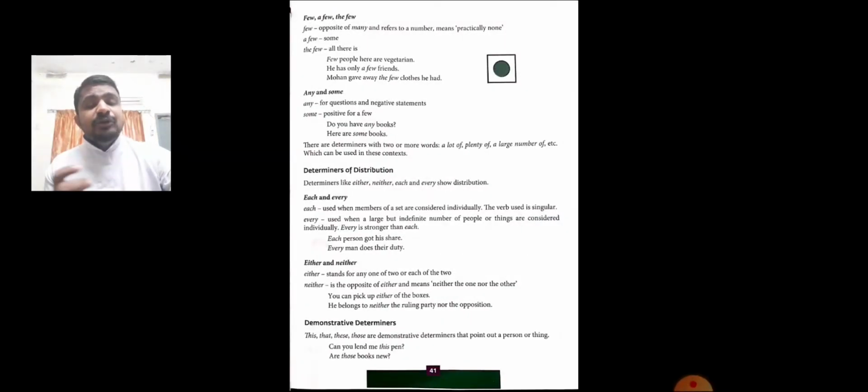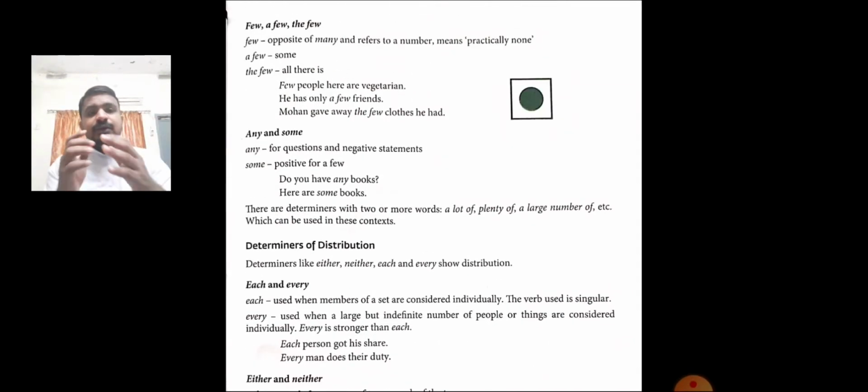In the same way we shall see few, a few, the few. Few means the opposite of many and refers to a number, practically none. It is the same as little. A few means some, the few means all there is. Few people here are vegetarians. That means only one or two are vegetarians. Now, he has only a few friends, some friends only he has got. Then Mohan gave away the few clothes he had. Whatever clothes he had, he has given away.